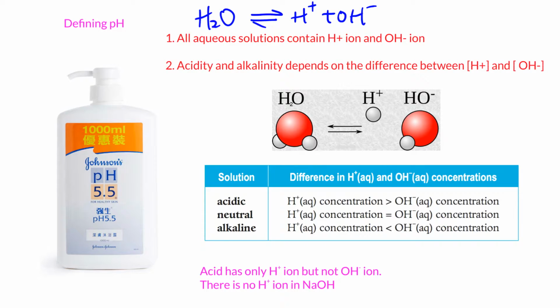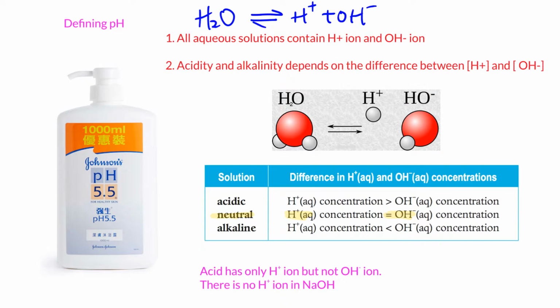If we have a neutral solution, you can have a look here. In a neutral solution, the H plus concentration has to be equal to the OH minus concentration. When one H2O ionizes, it gives one H plus and one OH minus. So in this case, the H plus concentration will be equal to the OH minus.